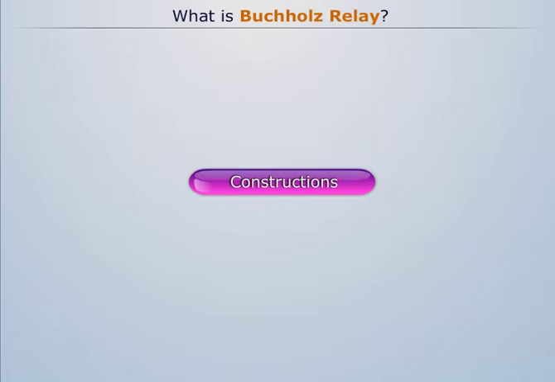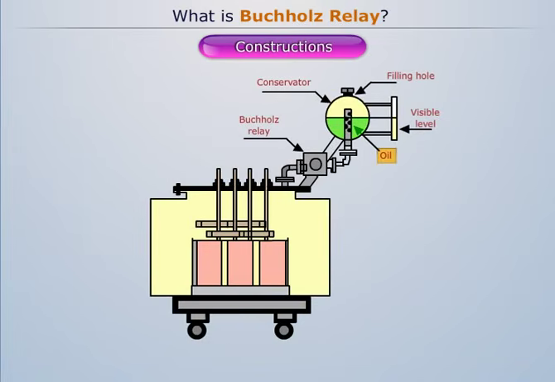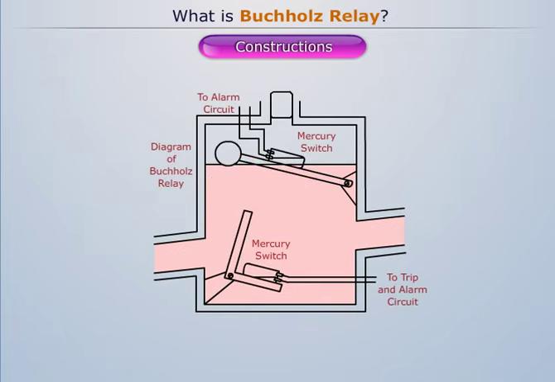Now coming to the construction. Buchholz relay can be used in transformers having conservators only. It is placed in the pipe connecting the conservator and the transformer tank. It consists of an oil-filled chamber and two hinged floats, one at the top of the chamber and the other at the bottom, each accompanied by a mercury switch. Each is present in the oil-filled chamber. The mercury switch on the upper float is connected to an external alarm circuit, and the mercury switch on the lower one is connected to an external trip circuit.